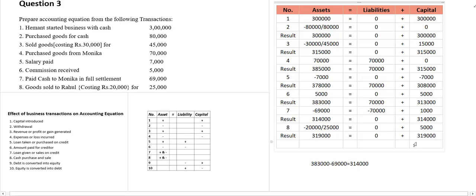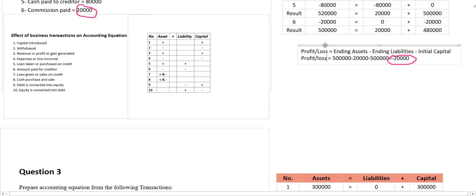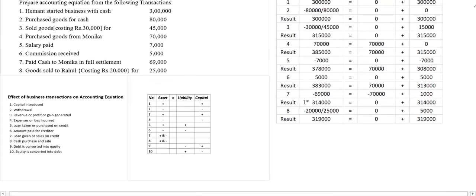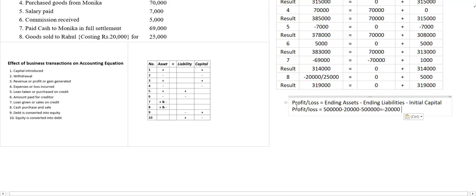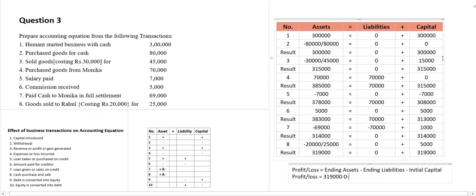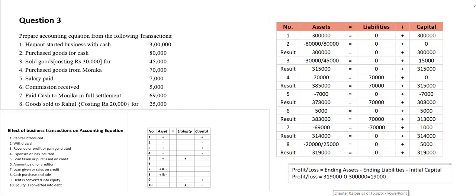Right? So in this way, we have calculated the result of this one. Once again, if you want to find out the profitability, you can apply the previous formula in order to check it. So let me take the previous formula and calculate this one, whether we made profit or suffered loss. So let us check how much the ending capital is. Ending capital is equal to 3,19,000 minus ending liability. Ending liability is 0. How much is the initial capital? Initial capital was equal to 3 lakh, right? So in this case, we made a profit of how much? We made a profit of 19,000, right?